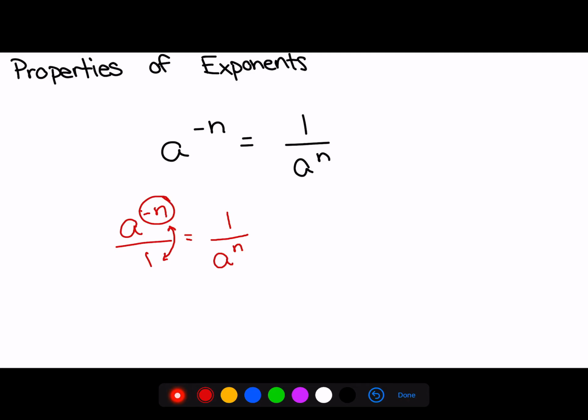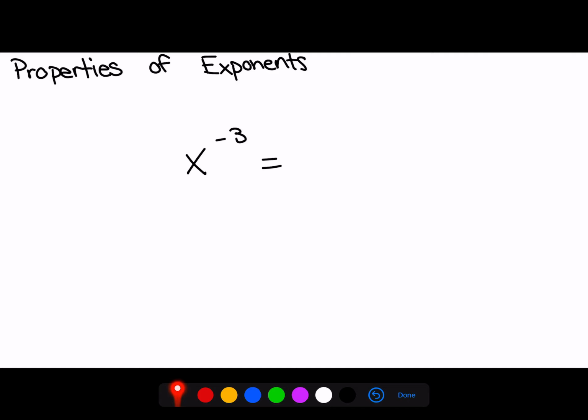Now similarly, if I had 1 over a to the negative n power, and I were to flip these, this would become a to the n power. So again, as soon as I flip the numerator and denominator, this will either turn from negative to positive, or from positive to negative, just depending on which way you're going. So just keep that in mind.